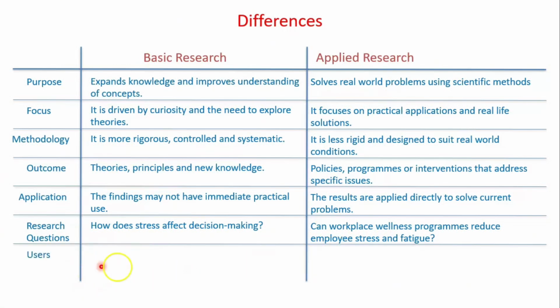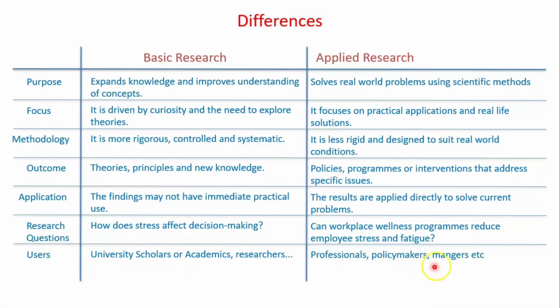Then based on users, basic research is conducted by university scholars and researchers, especially undergraduate students. But applied research can be conducted by professionals, policymakers, managers, and some postgraduate students. Another difference you should know is that for basic research, in most cases, the researcher can decide the topic and objective, and it has a flexible timeline. But for applied research, the objective is decided and negotiated with the originator, and the timeline is strict.